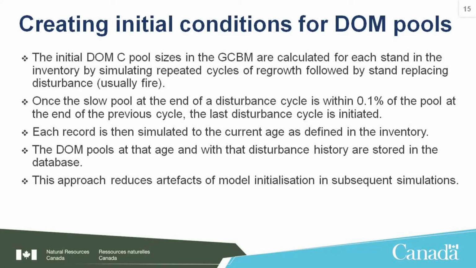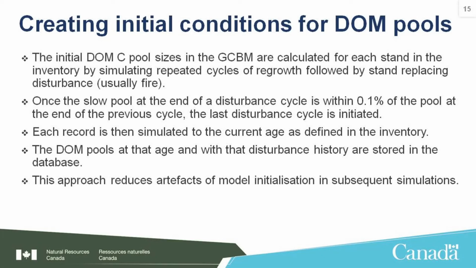Then, the model tracks the cycle of the carbon pools between iterations of growth and disturbance, and when the slow carbon pool values between iterations are within 0.1%, the model grows the stand for another iteration, but then disturbs it with the user-defined last stand replacing disturbance type, after which the stand is grown to the inventory age defined by the user.